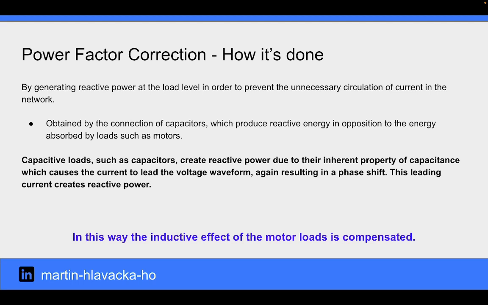Power factor correction is to generate reactive energy at the load level to avoid unnecessary current circulation in the network. This is achieved by connecting capacitors which produce reactive energy in opposition to the energy absorbed by loads such as motors. Capacitive loads, such as capacitors, create reactive power due to their inherent property of capacitance, which causes the current to lead the voltage waveform, again resulting in a phase shift. This leading current creates reactive power.